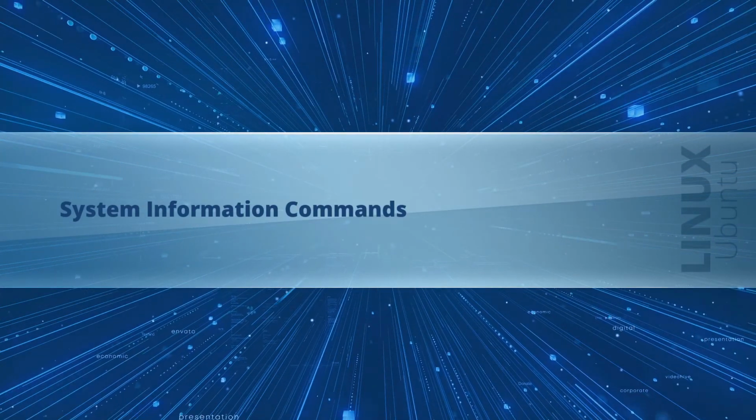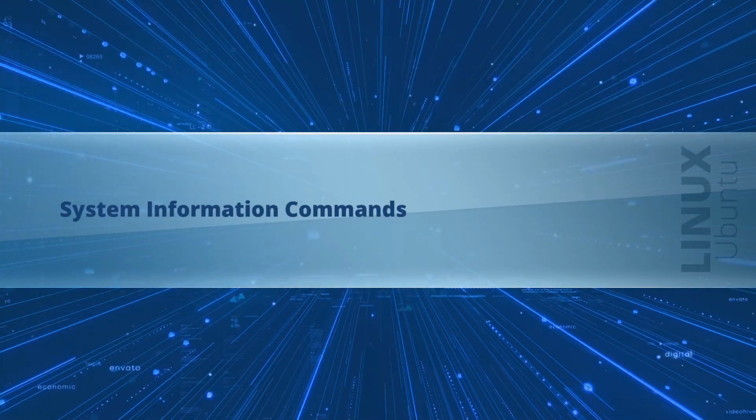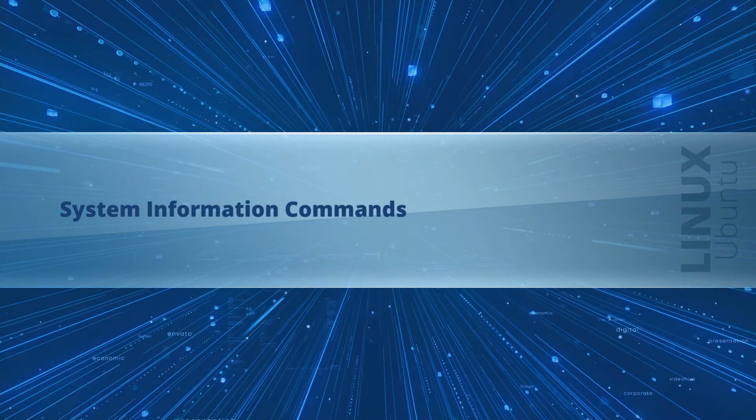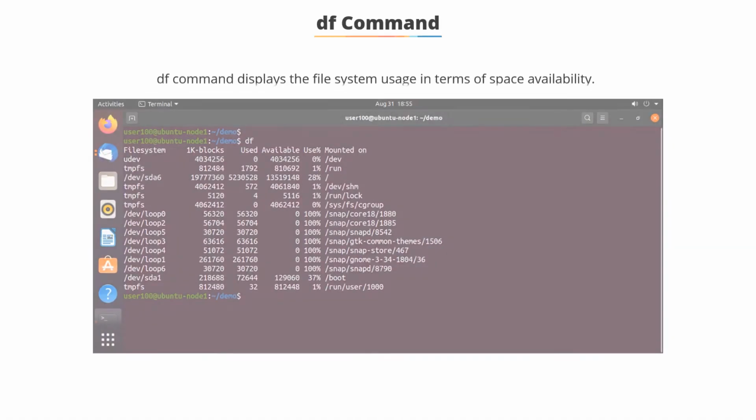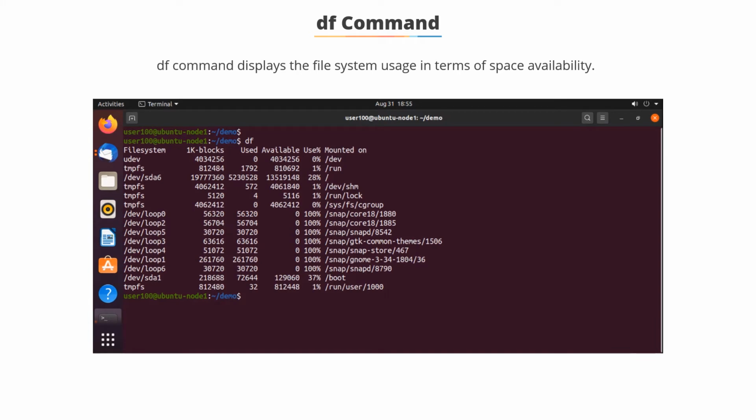In this video, we will learn about the various system commands that provide system information. The df command is used to view your file system usage and the mount point of the file system. The various options available for this command are a, h, i, and sync.